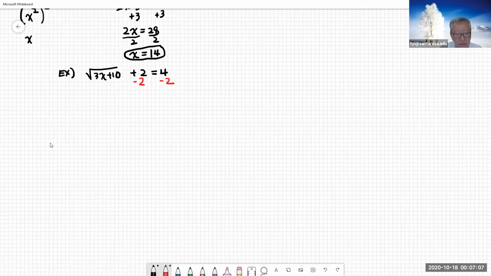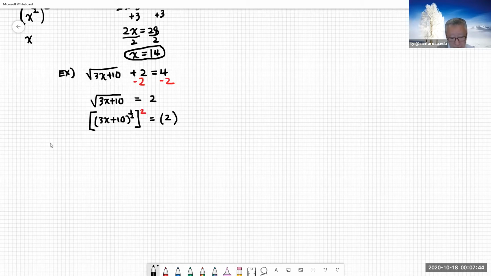Okay, so that gives us the left-hand side, square root 3x plus 10 equals 2, right? Now, again, you can rewrite this as 3x plus 10 to the 1/2. And we are going to raise everything to the square, and we're going to do the same thing on the right-hand side. So there will be a 2 to the square.